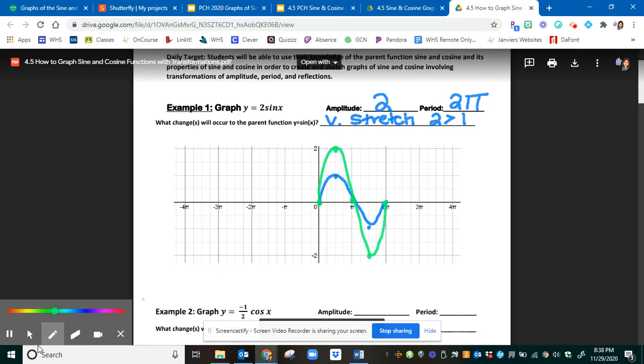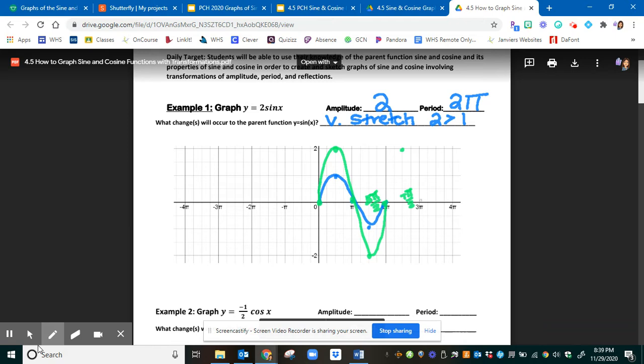Now, if we wanted to continue doing this, here is the next one. We know that it's going from pi over 2, pi, 3 pi over 2, 2 pi. So this is 5 pi over 2. My next point is going to be 2 pi, which is 6 pi over 2. So then my next one is going to be 7 pi over 2, and at 7 pi over 2, this is going to come up to positive 2.